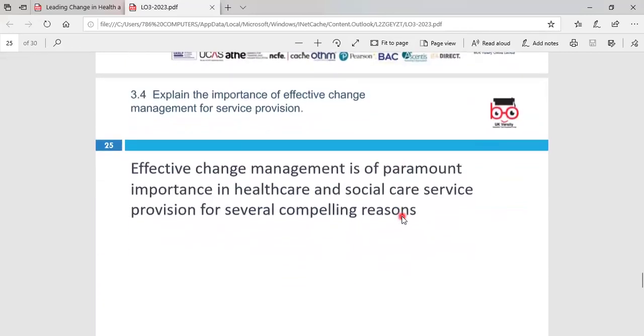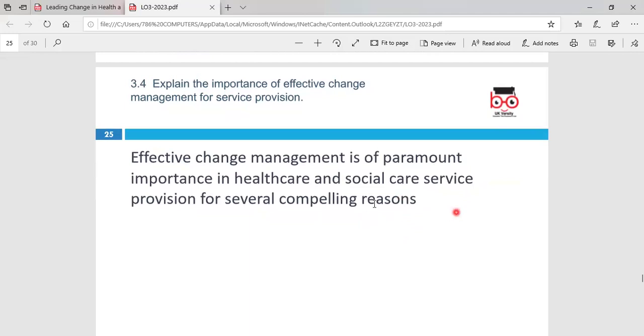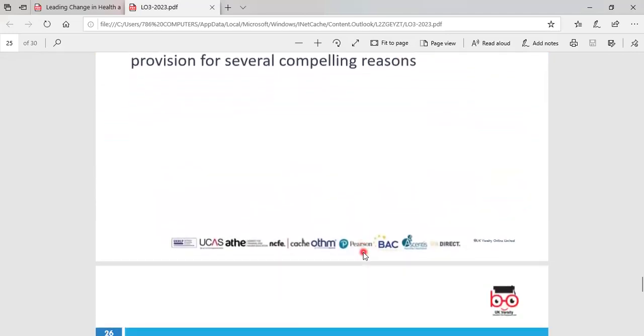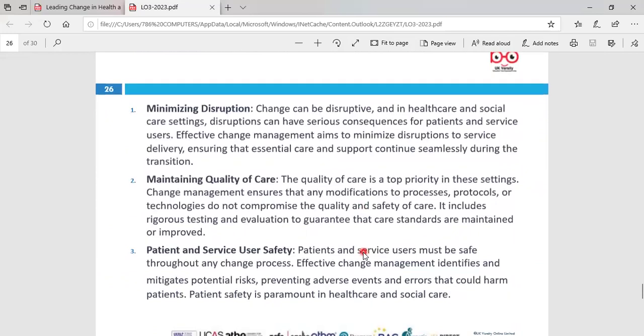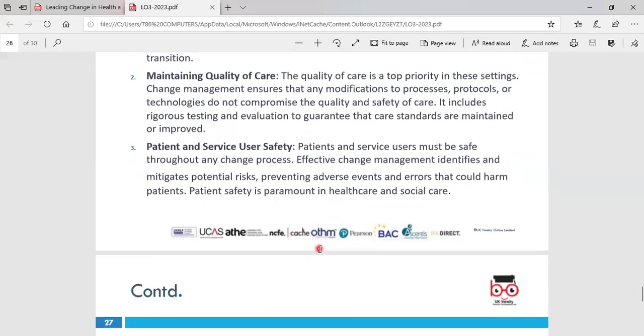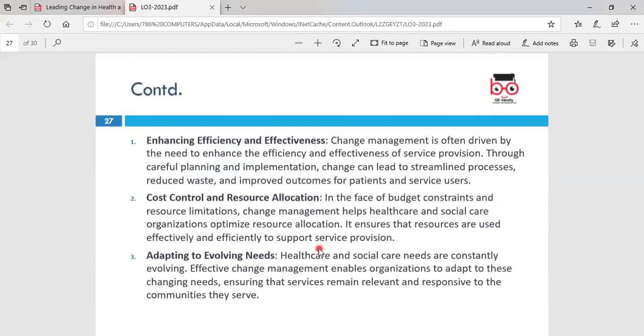The importance of effective change management for service provision. We know how important it is, but we'll talk a bit about it. This is to minimize disruption. Obviously, you're in a process and you want less disruption to happen within that process. Maintaining quality of care is of utmost importance. Patient and service user safety is very important. That is an important component of care. Enhancing efficiency and effectiveness, we've talked about this. Cost control and cost effectiveness, we've talked about this. How resources could be allocated best, we've talked about this.